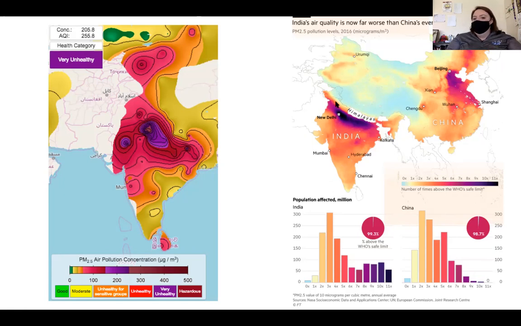When there's a large amount of people in a very small space, even in India and in China, like near Beijing, that's what's going to cause the most pollution. The more people, the more pollution you have. It's just science, basically, okay?